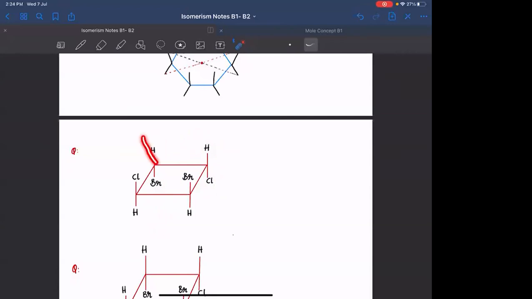Similarly, if I am passing the plane through these atoms, okay, about this plane, you are having these. Here Cl, here hydrogen. So both of them are different. About this plane, the atoms are different. So this is also not a plane of symmetry. Agreed? So this molecule, can I say it has a plane of symmetry or not? It has no plane of symmetry. Agreed? Okay.